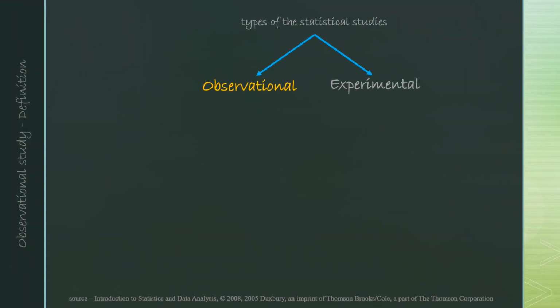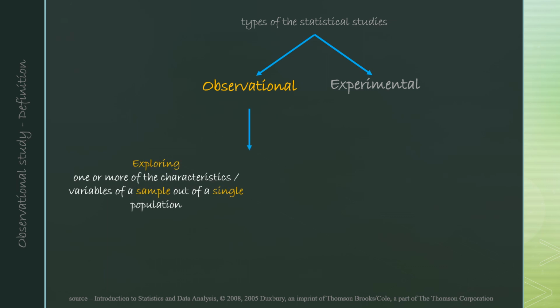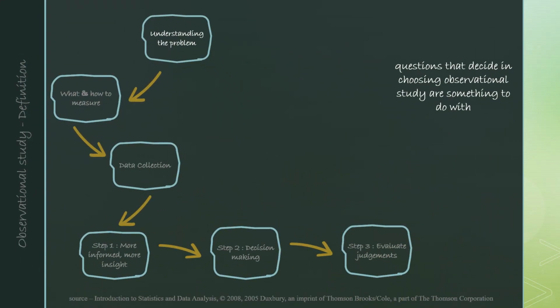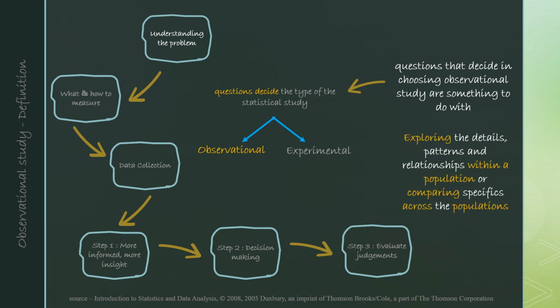Thus, the observational statistical study is all about exploring one or more of the characteristics or variables of a sample out of a single population and generalizing the conclusions from the sample onto the entire population. Or comparing the characteristics or variables between samples out of two or more populations and generalizing the conclusions to all the populations under study. The questions that decide in choosing observational study have something to do with exploring the details, patterns, and relationships within a population or comparing specifics across the populations.